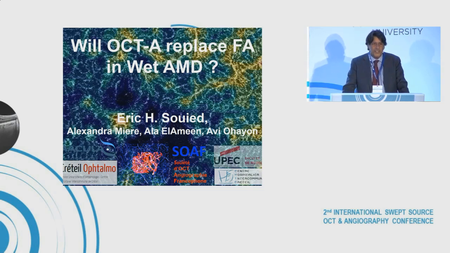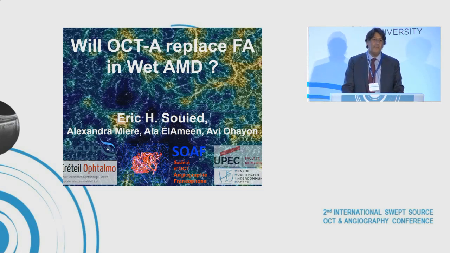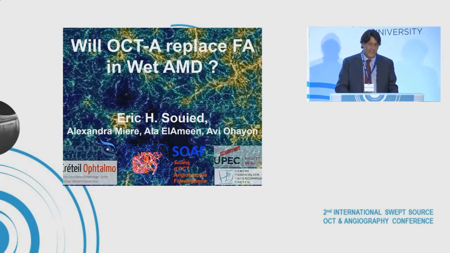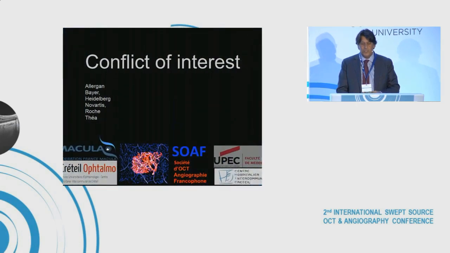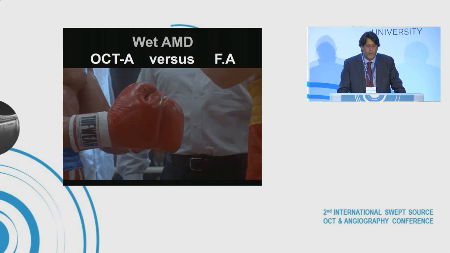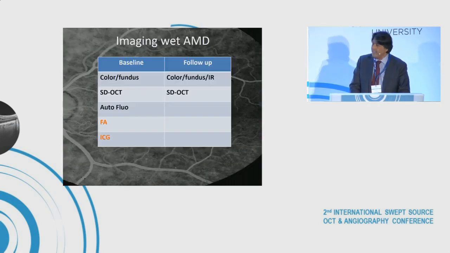So the question we have every day from the fellow and the resident is: is it still useful to perform FA on our patient? In other words, on one hand, we have the gold standard at baseline, the FA, and on the other hand, we have now the OCTA. So does it have the potential to replace that? It's a little bit like one versus the other, and who will win?